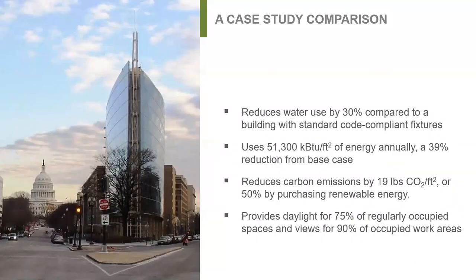So here's an example. This is a building here in Washington, D.C. It was the first LEED Gold building in D.C. And if you Google it, in just a few minutes, you can come up with these concrete performance metrics. So the sustainable design of this LEED building reduces water use by 30% compared to a standard building. Carbon emissions are reported based on renewable energy purchases.